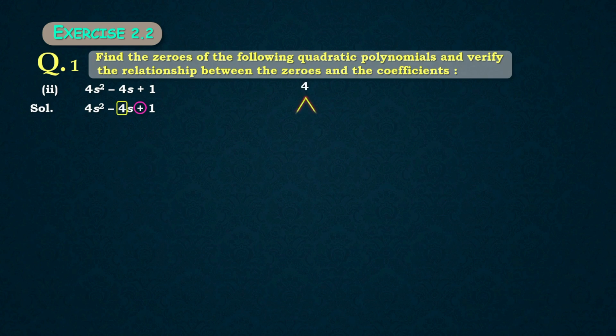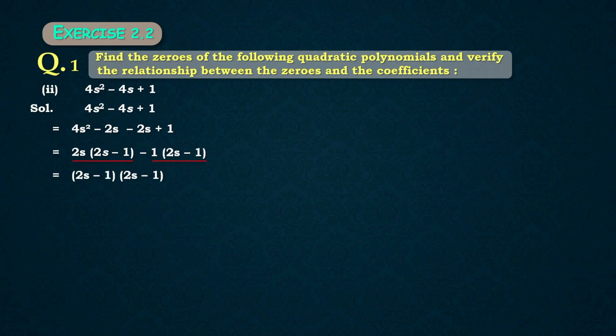So we split the middle term minus 4s into minus 2s minus 2s. Now the expression becomes 4s squared minus 2s minus 2s plus 1. Next, we take common factors. From the first two terms, we take 2s common. From the last two terms, we take minus 1 common. This gives us the common factor 2s minus 1. So the expression becomes 2s minus 1 multiplied by 2s minus 1.